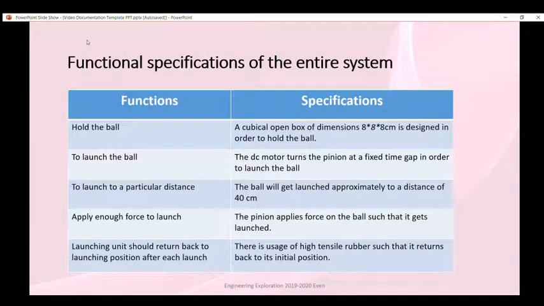Next, we tried to figure out the functional specifications of the system. In order to hold the ball, a cubical box of dimensions 8x8x8 cm is designed. In order to launch the ball, the DC motor is used. In order to launch the ball to a particular distance, the pinion applies enough force such that it is launched to a distance of about 40 cm. To apply enough force, we require a rack and pinion. And in order to ensure that the launching unit will return back to its initial position, high tensile rubber is used.